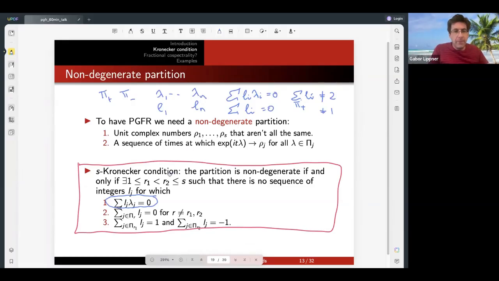But since we have more than two parts, we need to also say something about the other parts. So this was a convenient way of writing this condition. So we get that the partition is non-degenerate if we can pick two of the parts such that all of these conditions cannot be satisfied at the same time. Or in other words, if the first two conditions are satisfied, then the third is not satisfied.